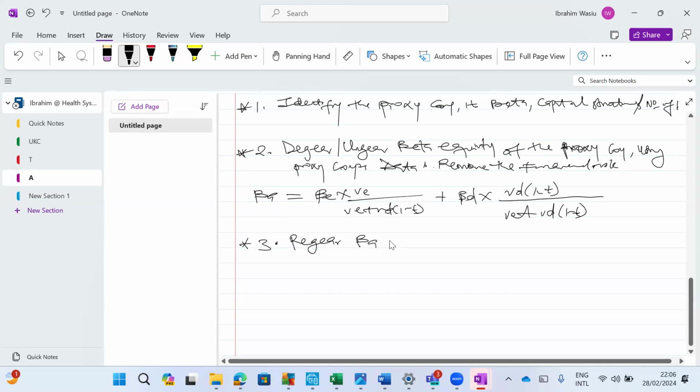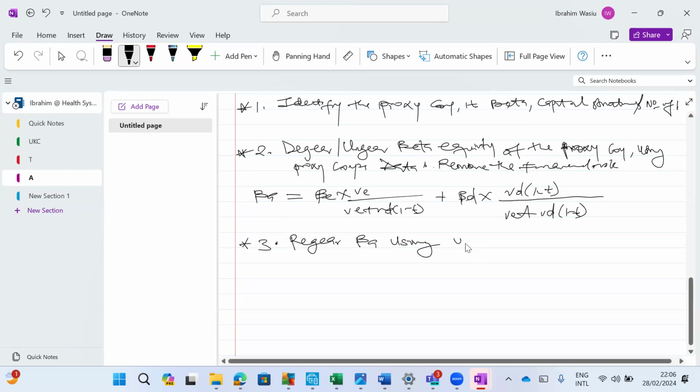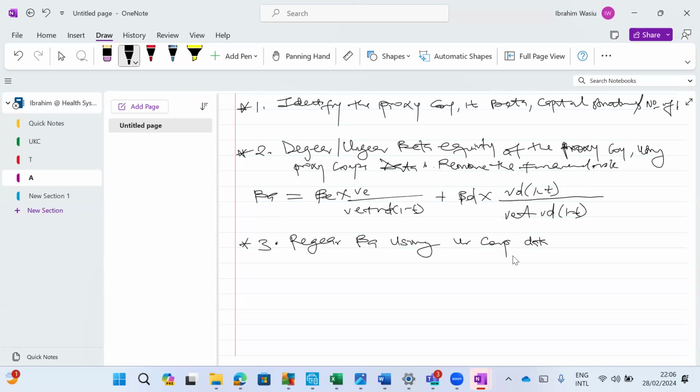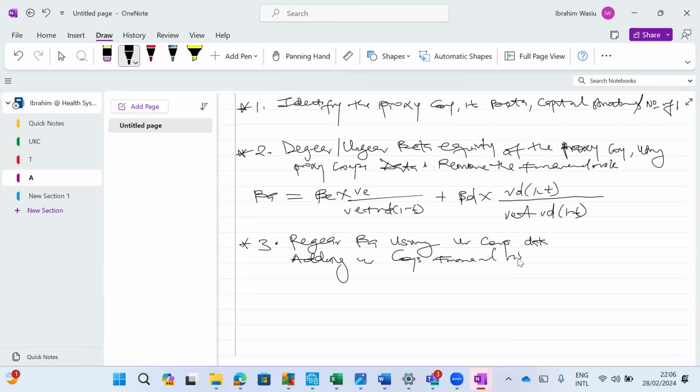better asset using your company's data. What are you trying to do here? It means you are adding your company's financial risk. Now, someone will ask that, since you are going to be adding it, why are you doing step 2 and still doing step 3? Maybe you say step 2 because there is financial risk, you want to remove it. Now you are adding it.